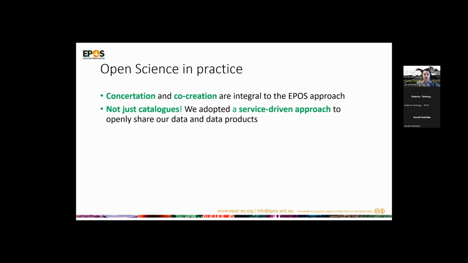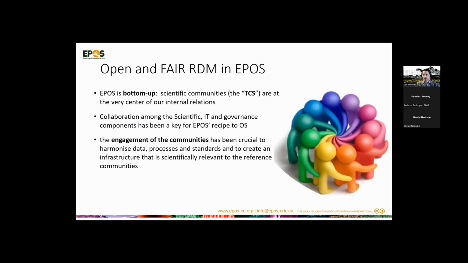In practice, open science means a lot of communication, consultation, and co-creation, and that's integral for EPOS. So we are not just creating catalogs, but we are adopting a service-driven approach to openly share the data and products, and it's especially driven bottom-up through the communities. We have 10 thematic communities within EPOS, and we are building on top of those communities and their services.